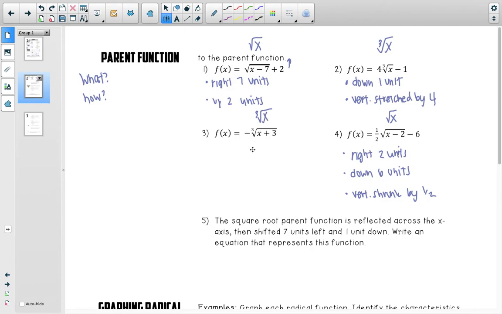Now on number 3, this is also a cube root, just like number 2. I kind of paired it up that way. And we have to say how many operations or numbers were added on to the original. So there's a negative, so that's one thing that's different, and the 3 is the other thing that's different right here. So there are 2 transformations.